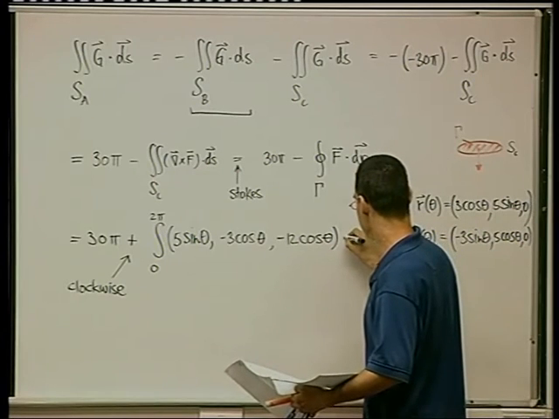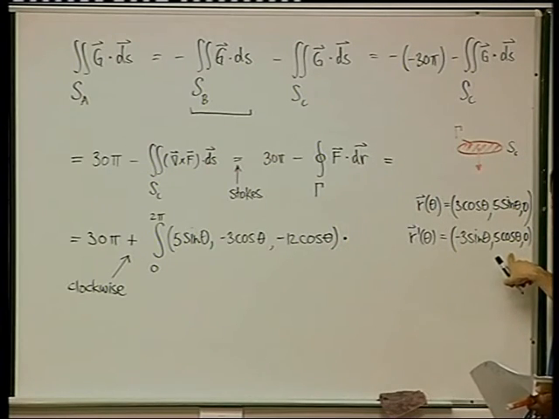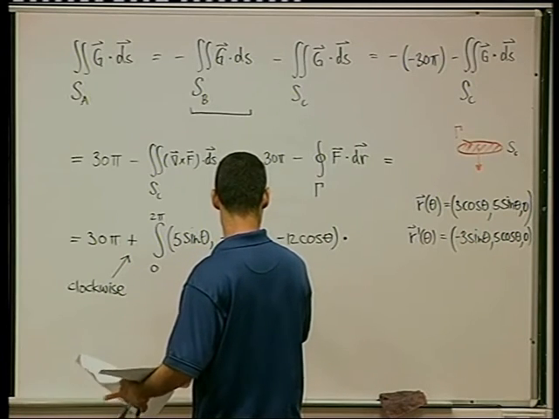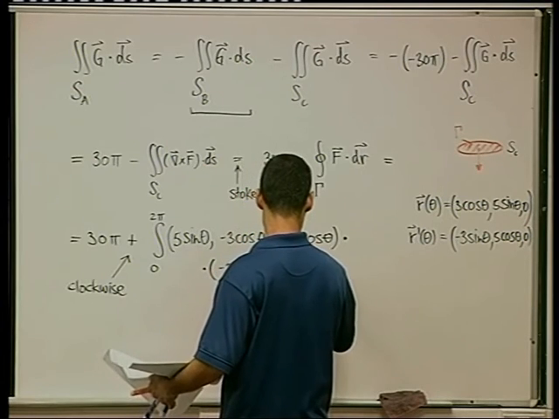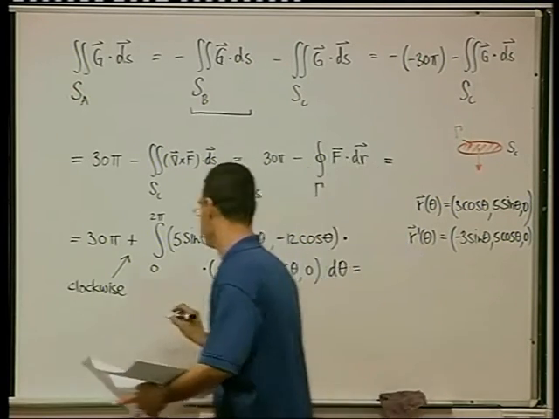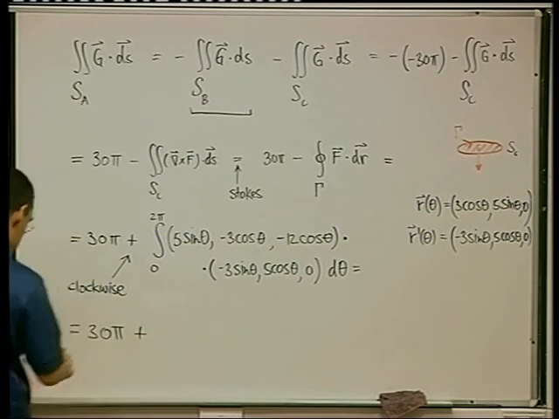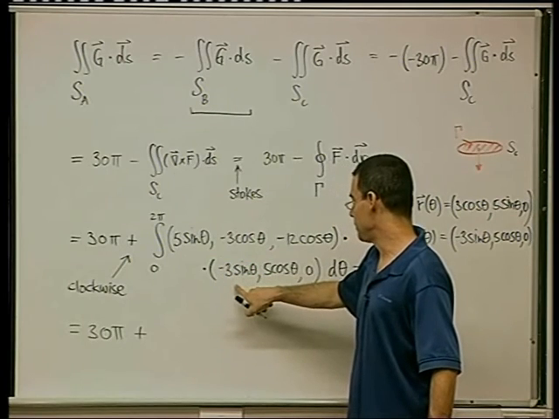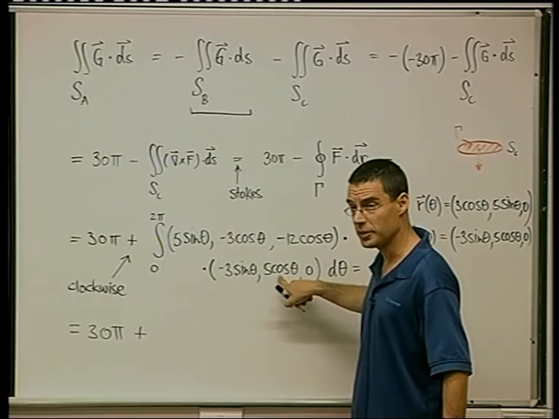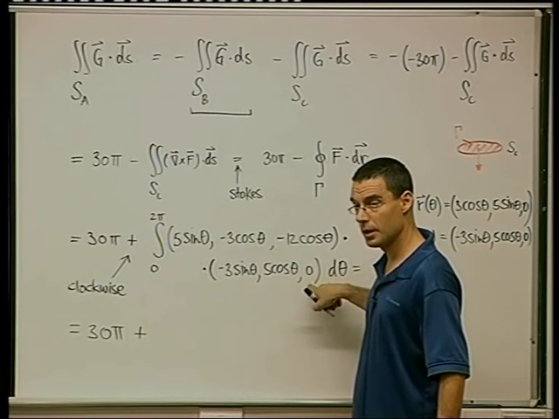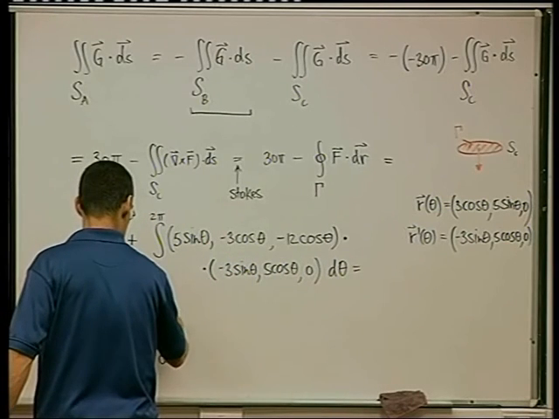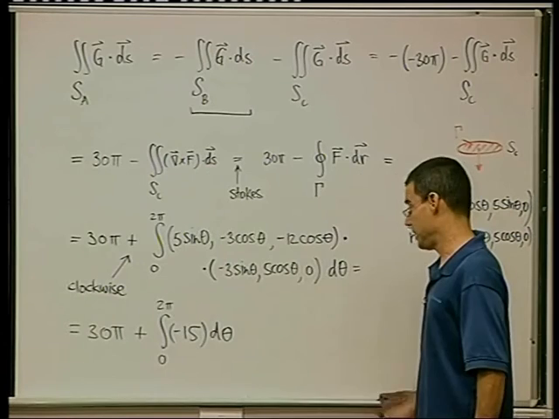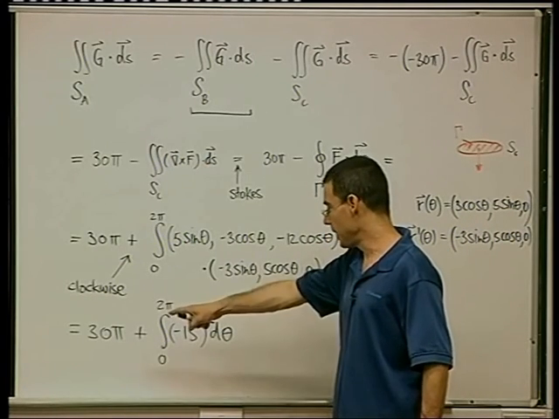Dot r prime, right? So dot minus 3 sine theta, 5 cosine theta, and 0. And all of this d theta. Good? So what do we get? So this times this is minus 15 sine squared minus 15 cosine squared plus 0. So we get minus 15. So the integral from 0 to 2 pi of minus 15 d theta. And that's just minus 30 pi.